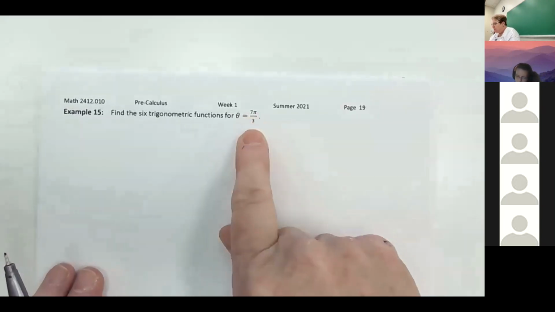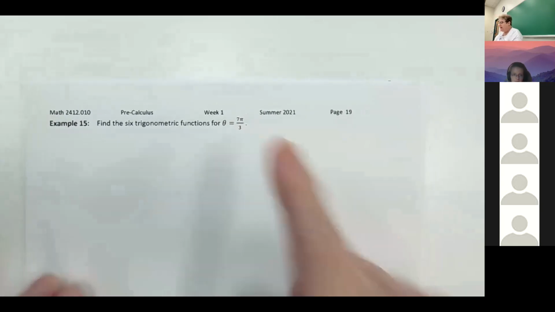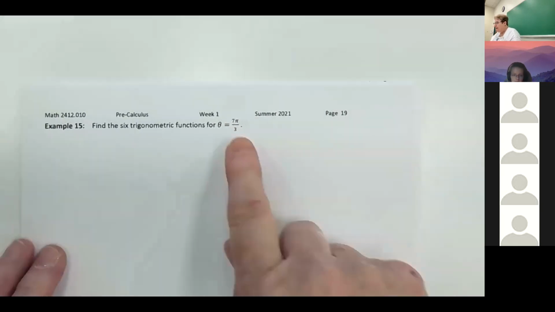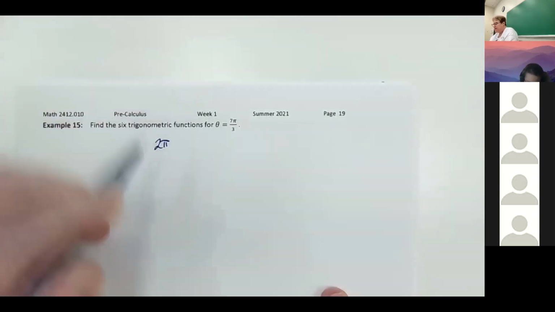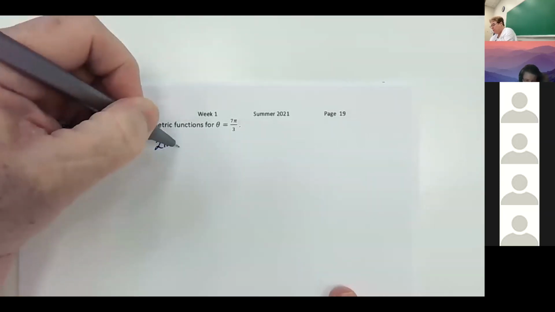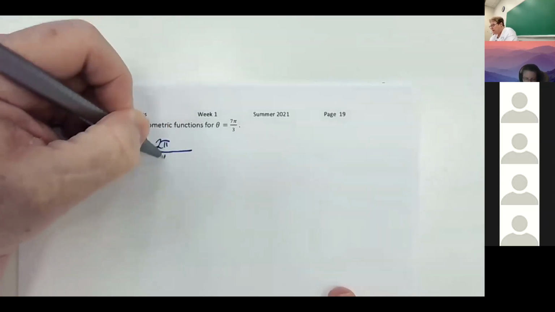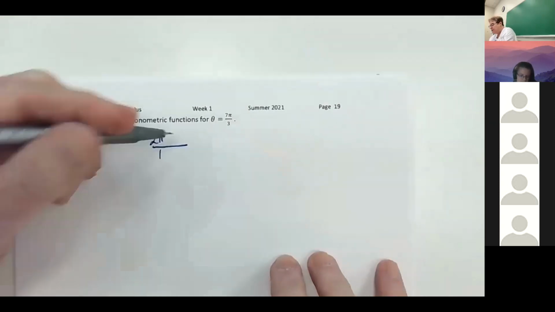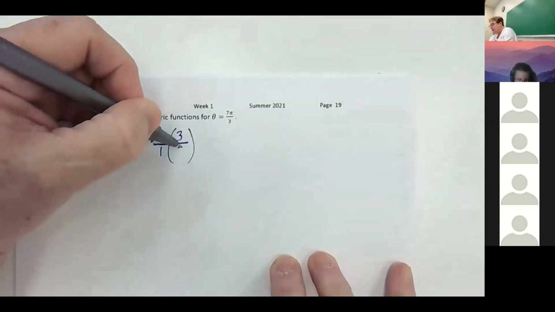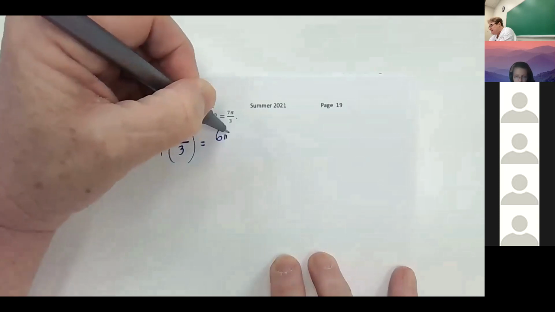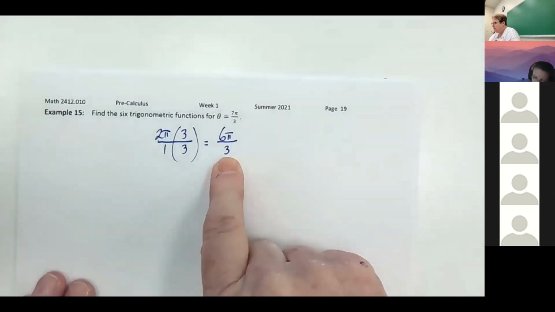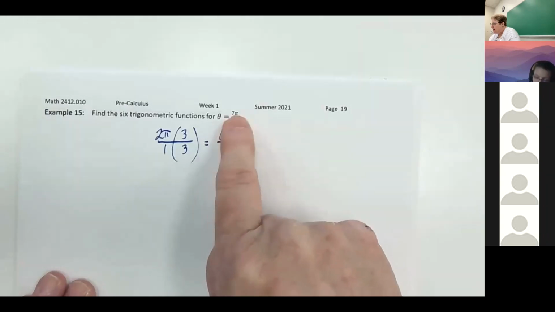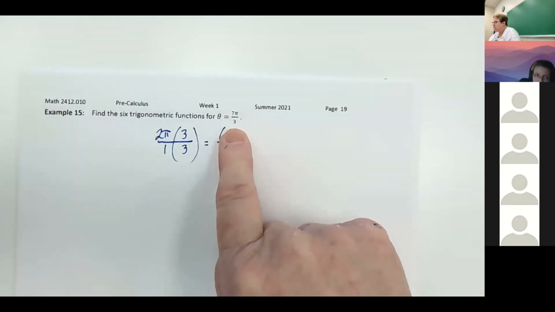Theta is 7 pi over 3. The key is, first, where is 7 pi over 3? We know that 2 pi is all the way around. But I'm looking at something divided by 3, so I'm going to get a common denominator. So 6 pi over 3 is 1 revolution. What is 7 pi over 3 coterminal with?